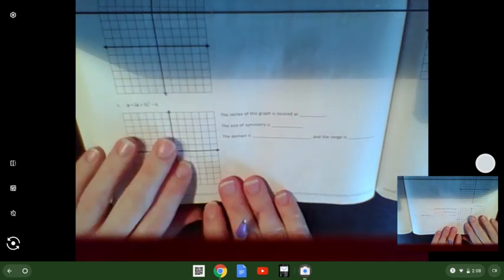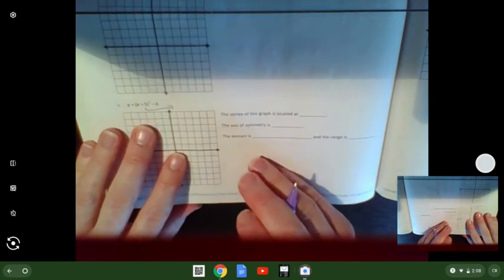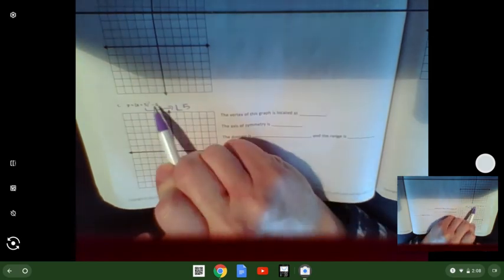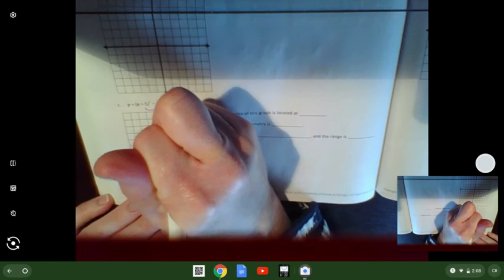Okay, so that 5 is inside parentheses. Inside parentheses is left and right. Now remember, left and right is backwards. Since it is +5, that actually means I'm going to go to the left 5 units. Now this -6 is on the outside. That's going to be my K value. And up and down makes sense because it's a minus. I am going to go down 6.